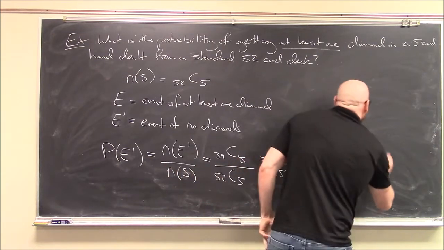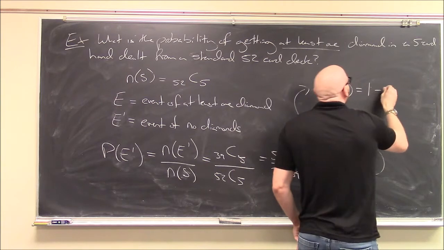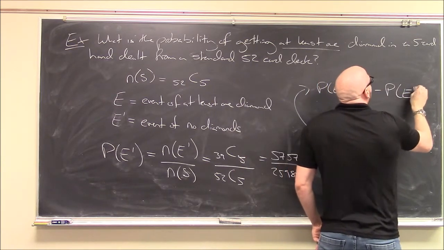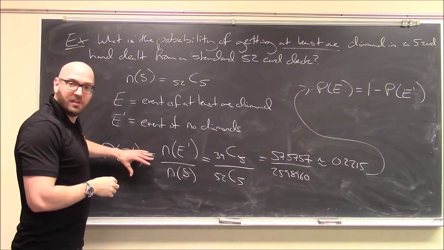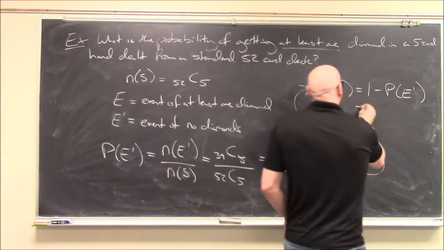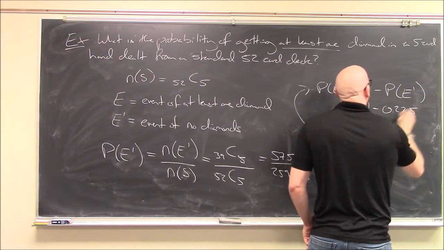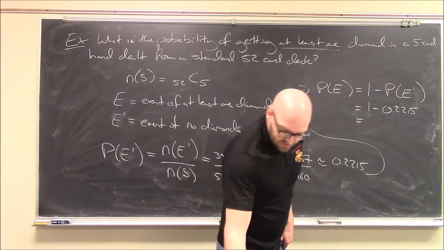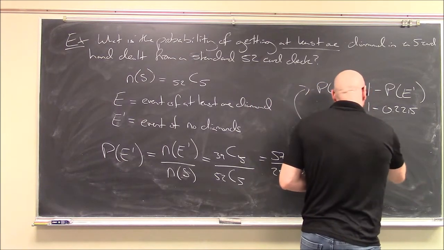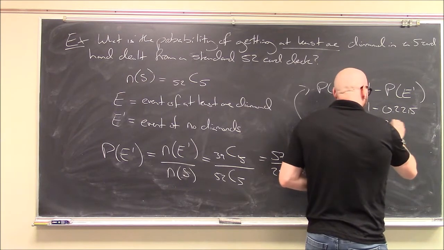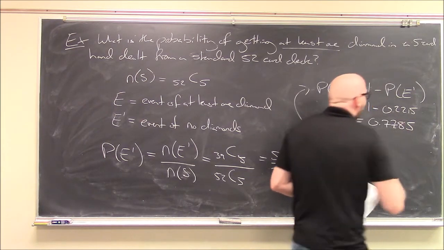Well, why we're basically done is because the probability of E is 1 minus the probability of not E. And I've already computed this piece, so the probability of E is just going to be 1 minus 0.2215, which is 0.7785. Probably could have done that in my head, but.